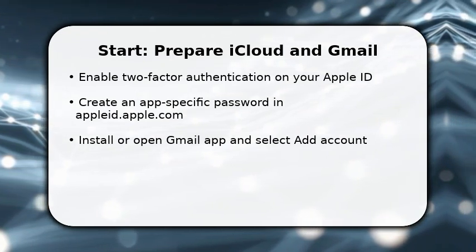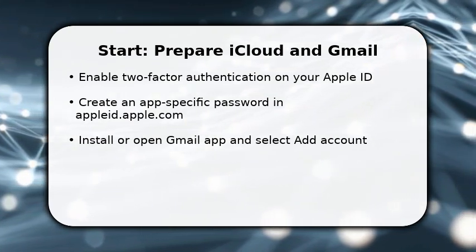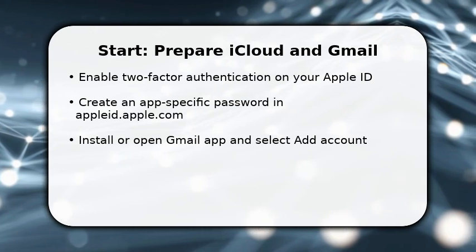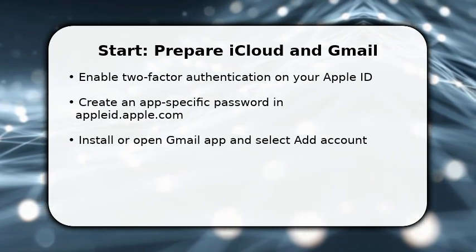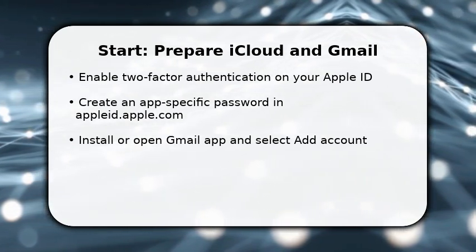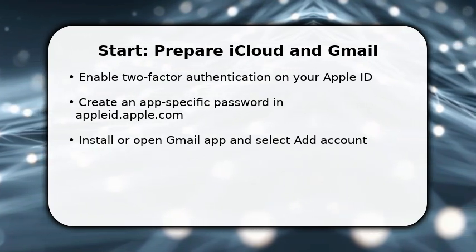Once done, open the Gmail app and tap Add Account. Select Other or Personal IMAP when prompted. You don't choose Google because iCloud uses IMAP and unique credentials. Make sure you have your full iCloud email address ready. You'll enter that and the app-specific password instead of your normal Apple password.